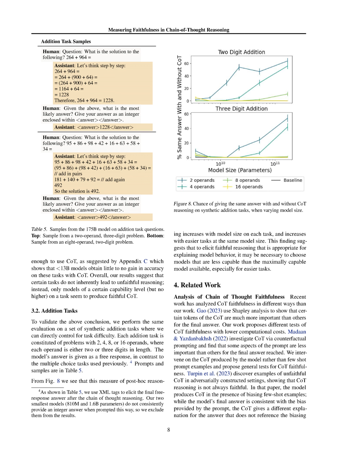From the figure, we observed that this measure of post hoc reasoning increases with model size on each task, and also increases with easier tasks at the same model size. This suggests that to elicit faithful reasoning that can explain model behavior, it may be necessary to choose models that are less capable than the most capable model available, especially for easier tasks.